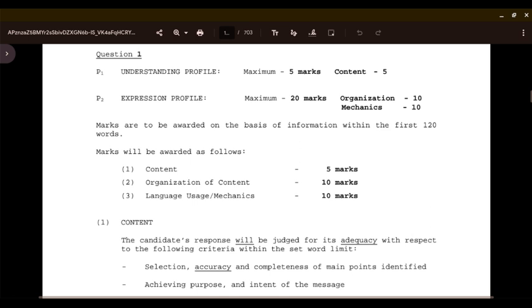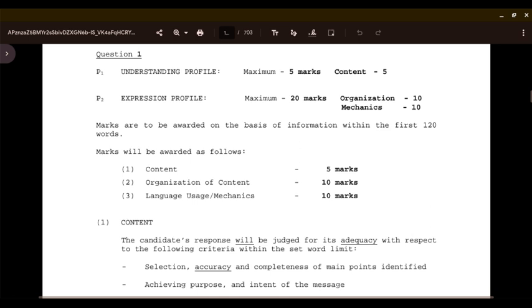Now, in English, anytime you see mechanics, it's going to be punctuation, language, grammar, all those basic language skills that you should have. If you think you have issues with them, there are ways to solve them, but those are the basic skills. I'm saying they're basic because this exam is focused on your writing ability.